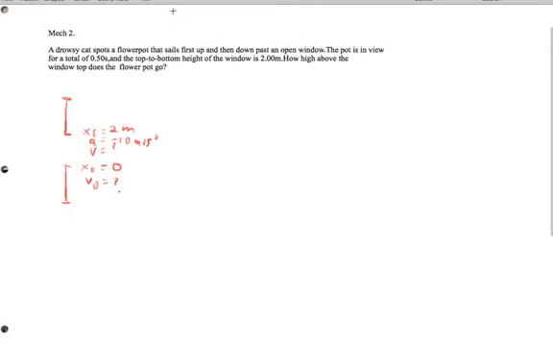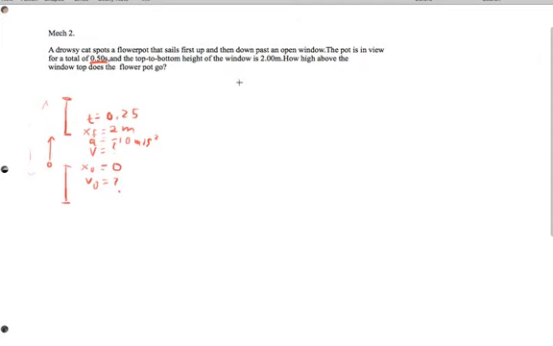Now we're told that the pot is in view for a total of 0.25 seconds. So what that means is that we're going to see the pot for 0.25 seconds on its way up and 0.25 seconds on its way down. So I'm only going to use 0.25 for the trip. And I'm going to look at the trip going upwards.